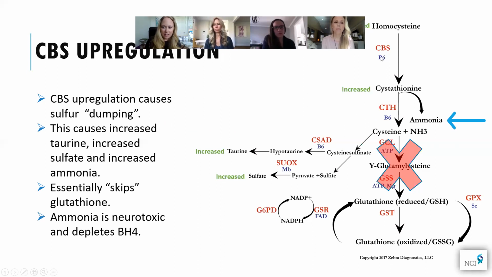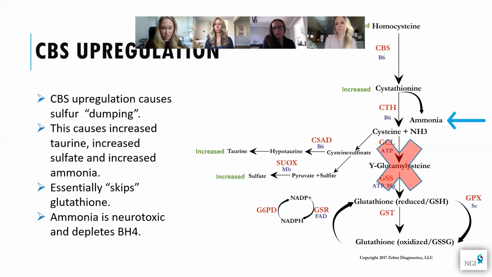So with CBS upregulation, coming over here and looking at this, homocysteine is going to be low if we have upregulation. This is going to go zoom really fast through here, and we're going to use up all of our vitamin B6. So if we were to measure this, we're going to have low levels of B6. CBS upregulation causes what we call sulfur dumping.